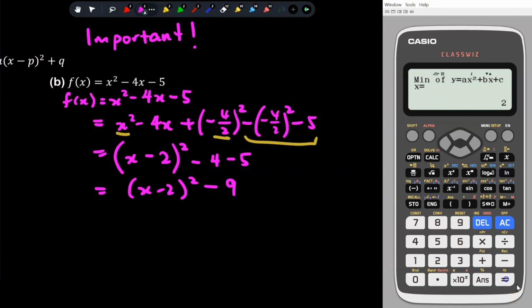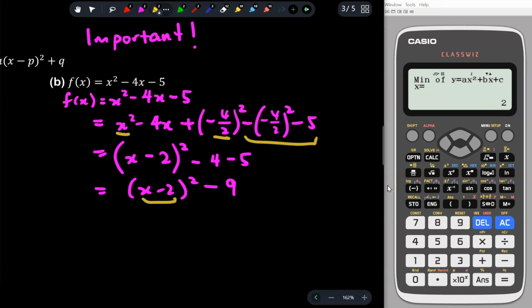So now we want to know what our minimum value is. The minimum point has x equal to 2. So here we get this correct, because x minus 2 equals 0, then x equals 2. And the y minimum value is negative 9. So negative 9 is correct, which means if they ask for the minimum point, we can get it from the vertex form, which is (2, negative 9).